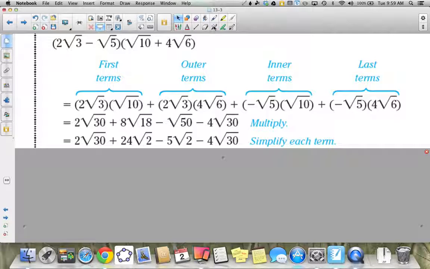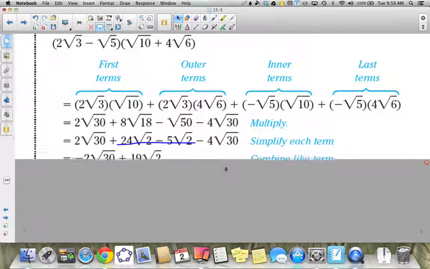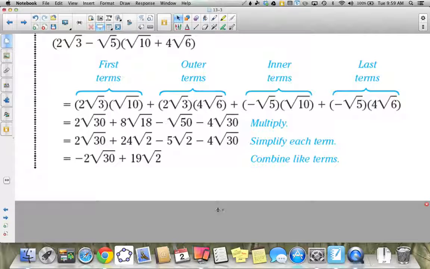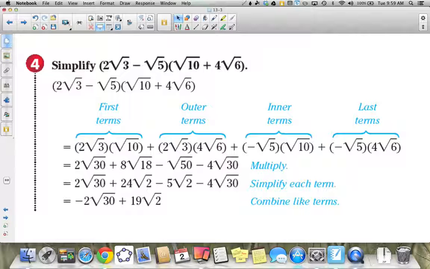If you notice, we have like terms. These two are your like terms. Adding those like terms, we end up with negative 2 radical 30, and 19 radical 2, because this one and that term are also alike. So you have negative 2 radical 30 plus 19 radical 2. And that is the answer for example number 4.